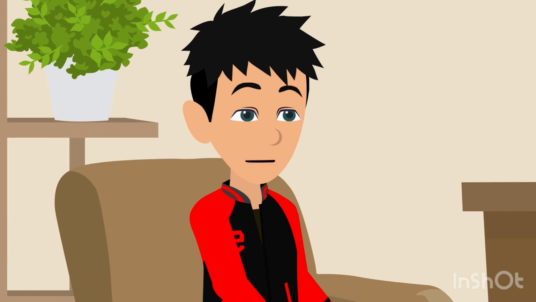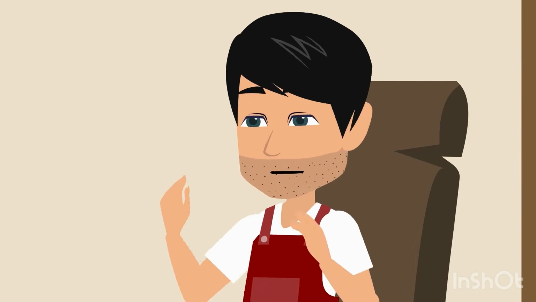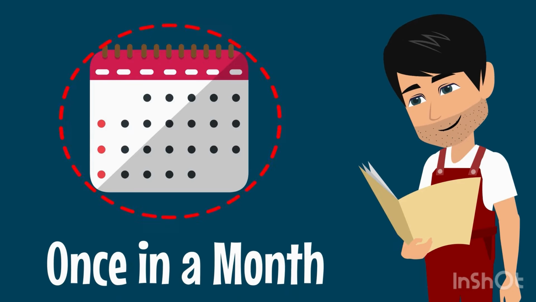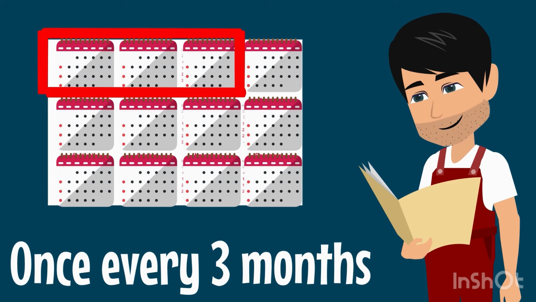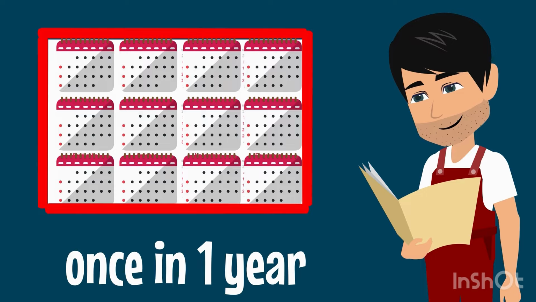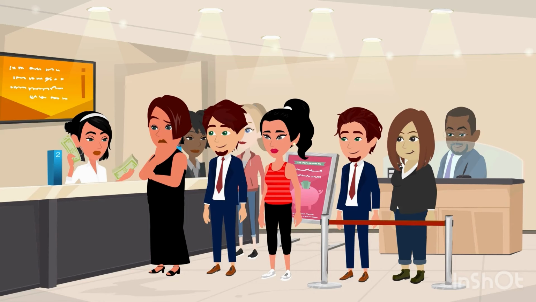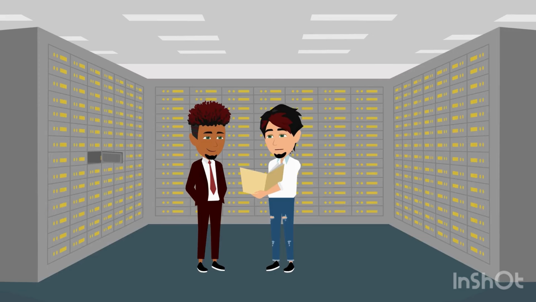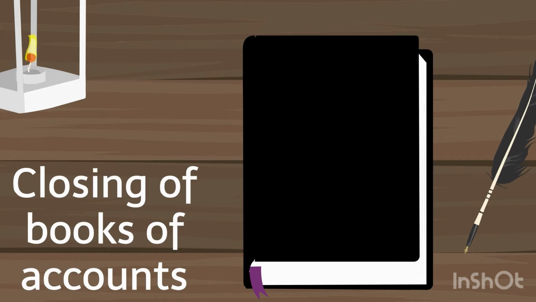And you don't need to carry those registers with you all the time. Exactly. That's why summarizing is so important. Some businesses summarize their transactions every month, while others do it quarterly. That's once every 3 months. Some even do it yearly, just once a year. But you'd be surprised to learn that banks do it daily. Since they deal with a lot of cash, they need to summarize their transactions every single day. This process is called the closing of books of accounts for that particular period.